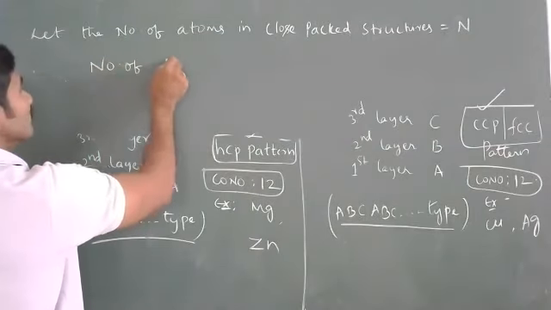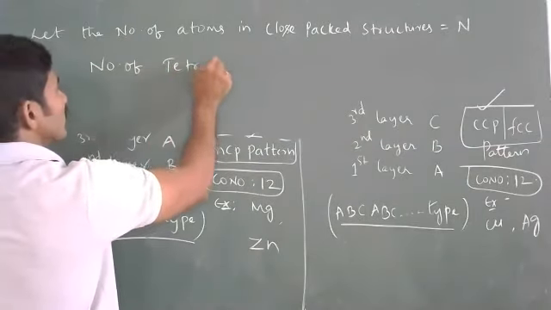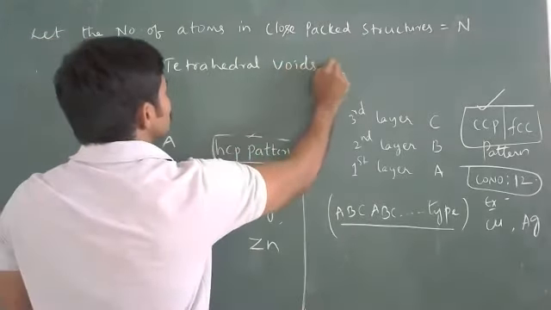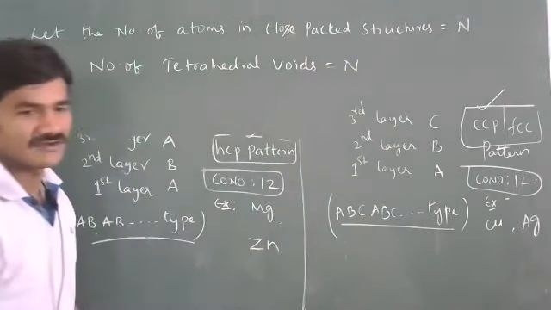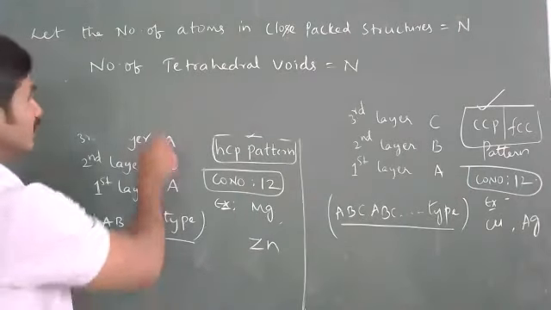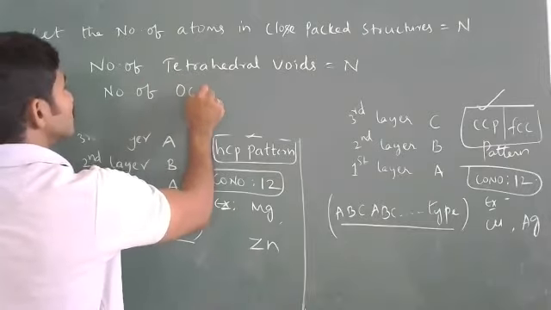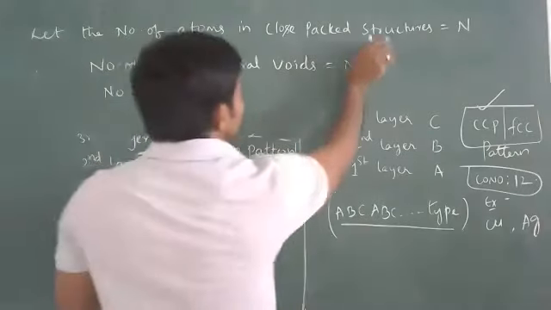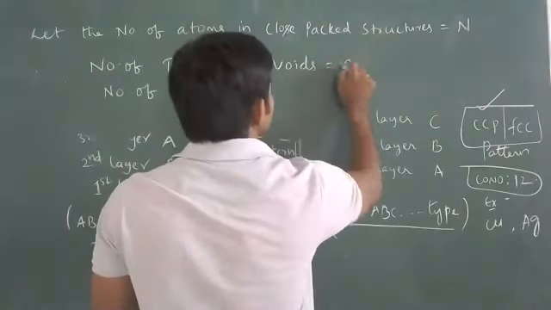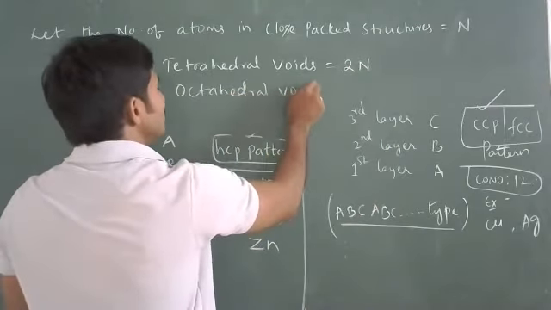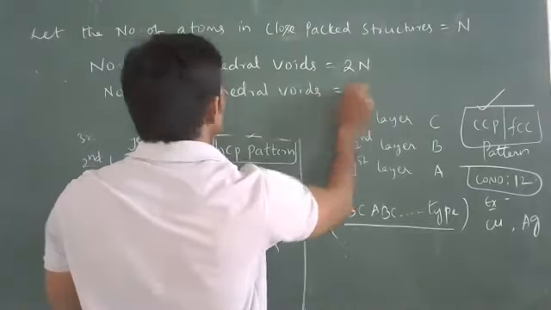Number of tetrahedral voids... sorry, tetrahedral voids are 2n. The number of octahedral voids is equal to n.